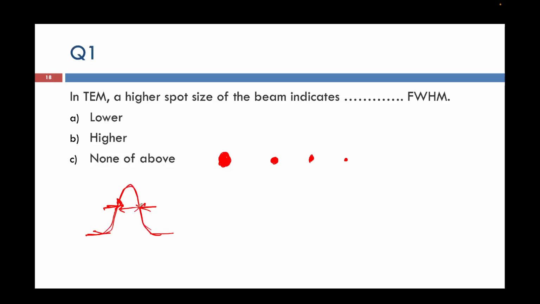So with a lower spot size, the FWHM is lower. Higher spot size means the broadening of my beam is higher, so the higher spot size relates to my broadening. It indicates that I have a higher FWHM. The smaller the FWHM, the better it is for me. That is why a higher spot size means a higher FWHM.